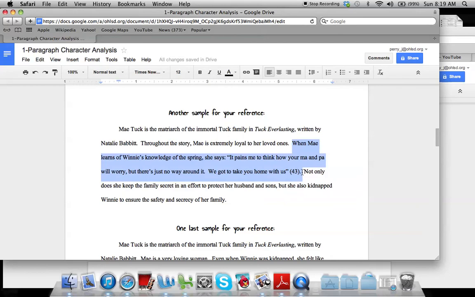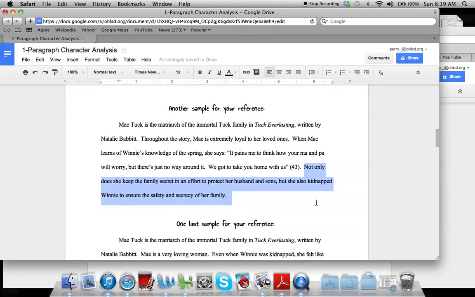The student decided to do this with her speech. When May learns of Winnie's knowledge of the spring, she says, "It pains me to think how your mom and pa will worry, but there's just no way around it. We got to take you home with us." Now it requires explanation. Not only does she keep the family secret in an effort to protect her husband and sons, but she also kidnapped Winnie to ensure the safety and secrecy of her family.